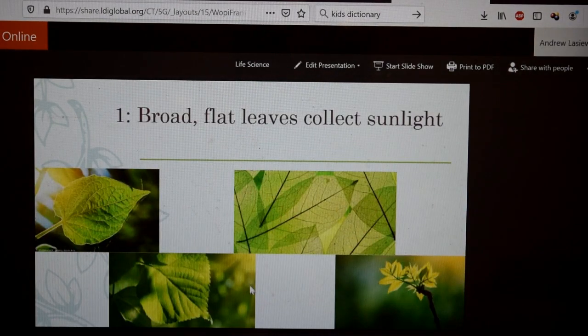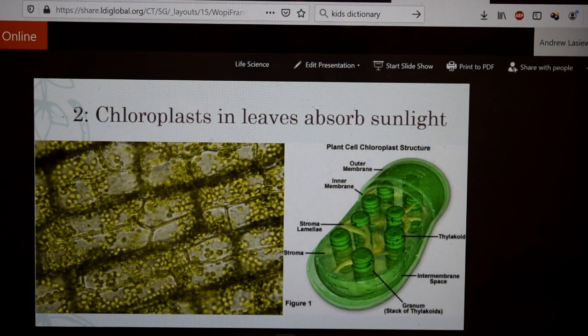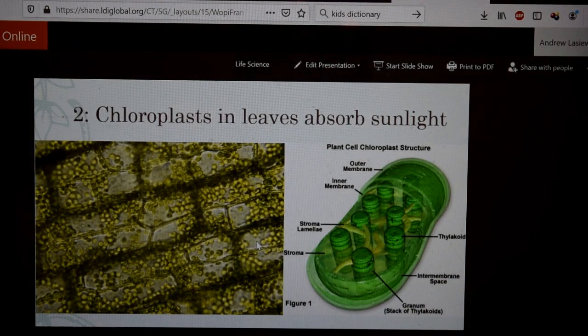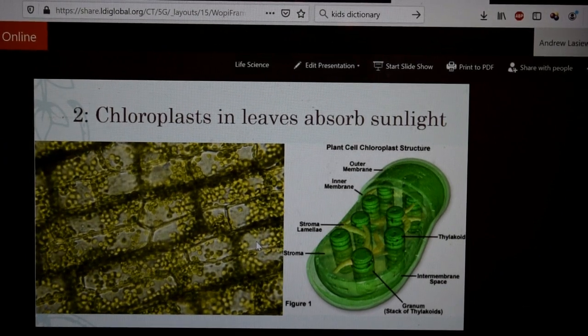So in that first step, the flat leaves collect sunlight. These are almost transparent, and you can see the veins on them. The veins are carrying water to the different parts of the leaf. So these broad leaves collect the sunlight. They're like big solar panels. Inside the leaves, the chloroplast, which is basically where the photosynthesis takes place, absorbs the sunlight.